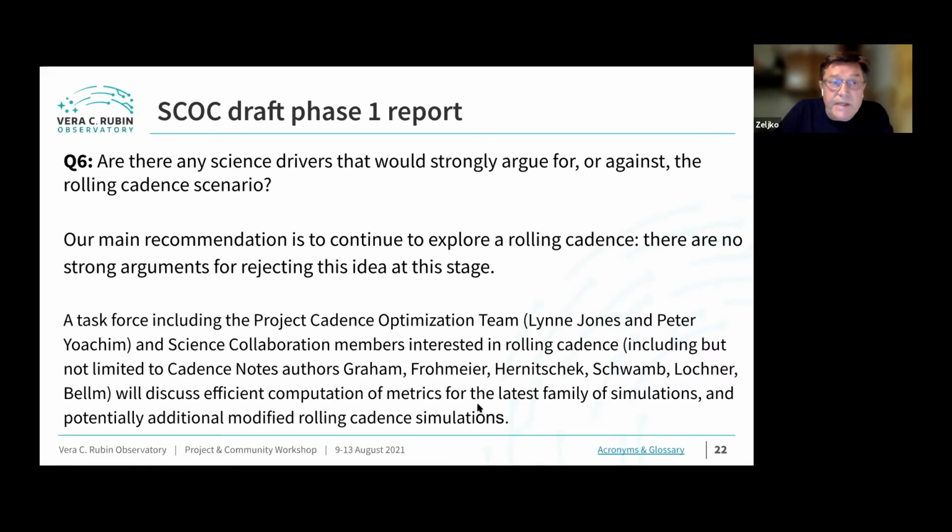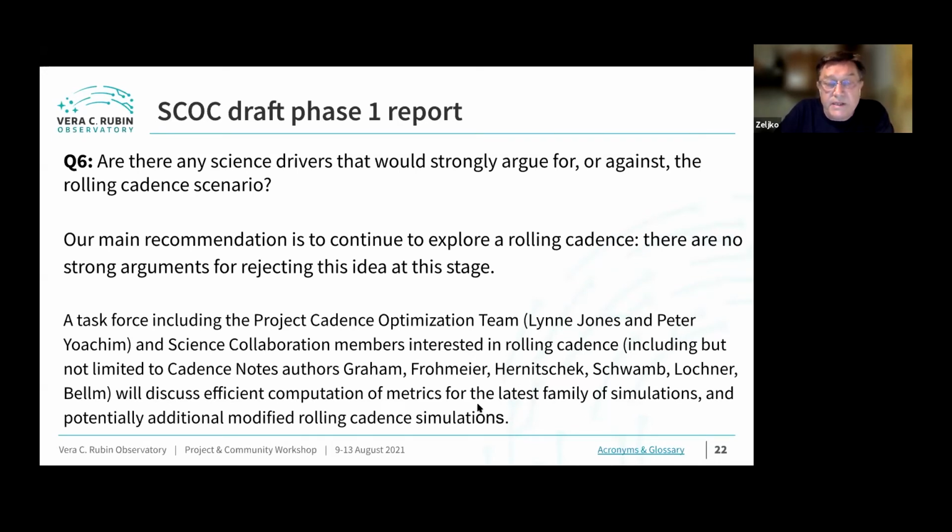So we started implementing this idea about a couple of years ago. Andy Connolly and Steve Ridgway came with some good ideas that we implemented, and then we saw that there is potential. Since then, Peter Yoachim and Lynne Jones developed next generation rolling cadence, and so far all the metrics that we have, which is not a complete set, but all the metrics, like for example the number of cosmological supernovae, show that this is a good idea. And so basically we want to continue this development.